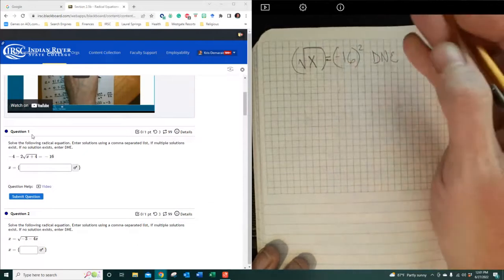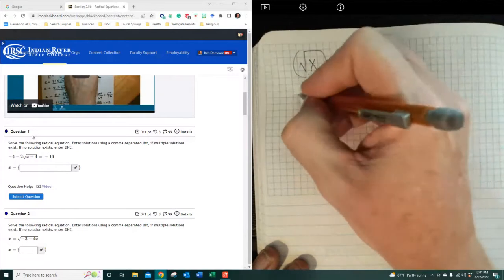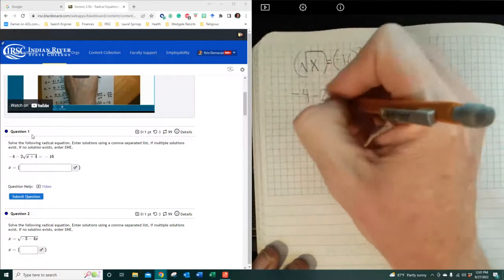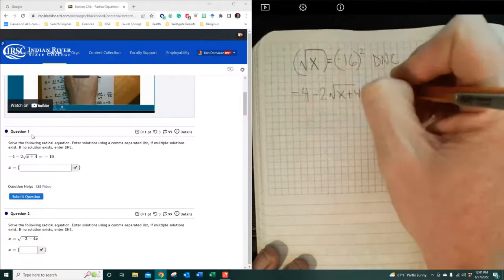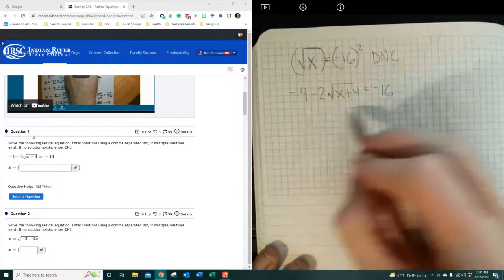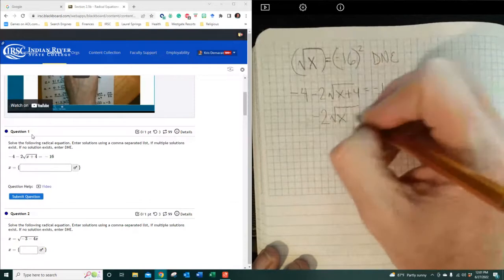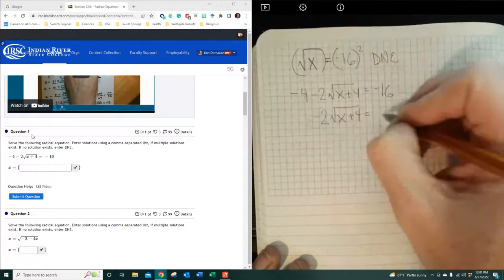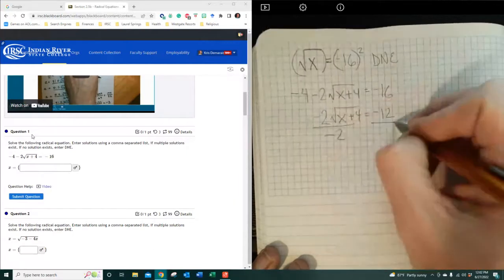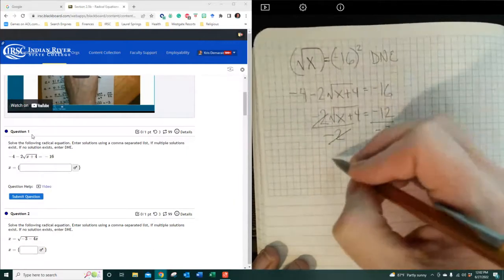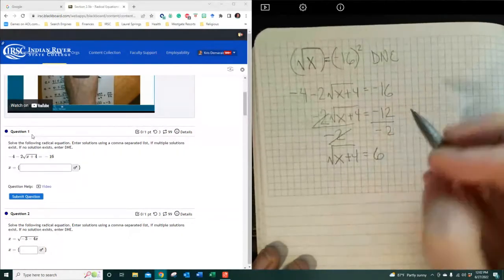So you have to test your value. Now, in this case, when you're looking at negative 4 plus negative 2 times the radical of x plus 4 equals negative 16, we add 4 to both sides to get this radical by itself, because you've got to get it by itself. You're going to get negative 12, and then you're going to divide by negative 2. Now, when that happens, you're going to get a positive 6 over here.